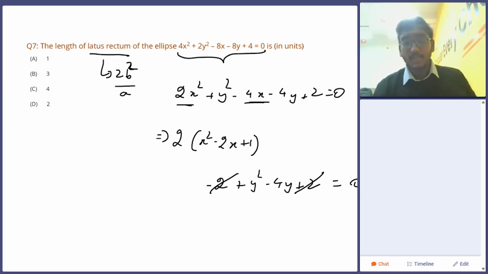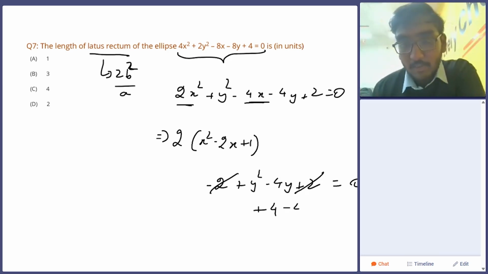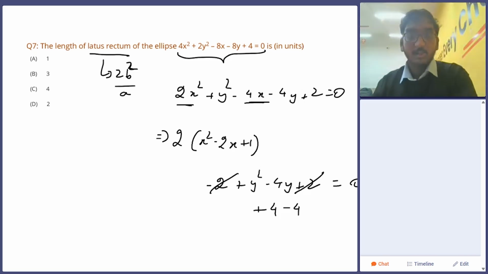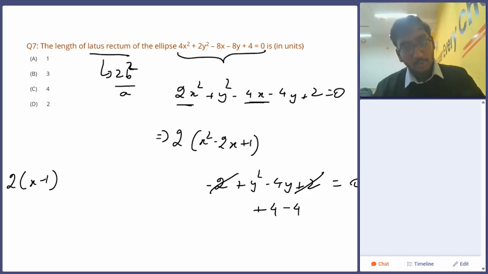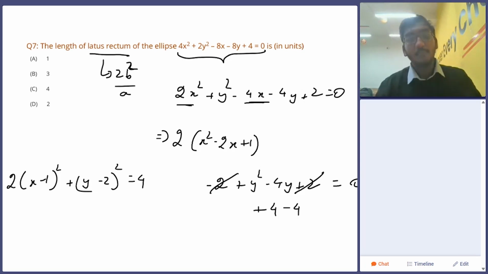And again, this can also be written in whole square form by completing the square. I will add and subtract 4. So actually the equation will be 2 into (x minus 1) whole square plus (y minus 2) whole square equal to 4.